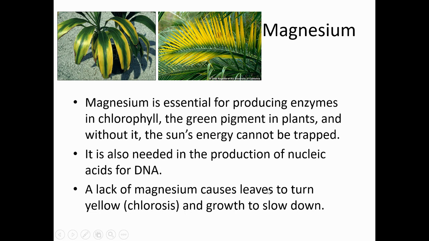A lack of magnesium causes the leaves to turn yellow and the growth to slow down. A yellowing of leaves is called chlorosis. Chlorosis.